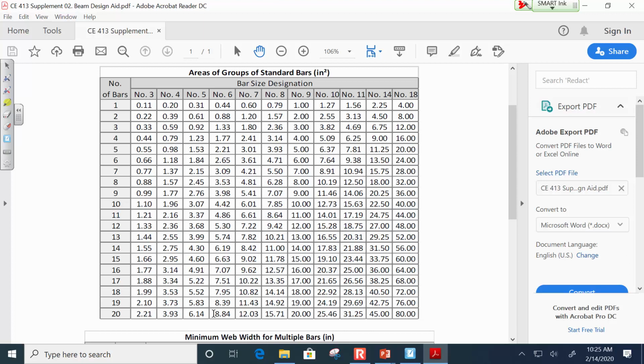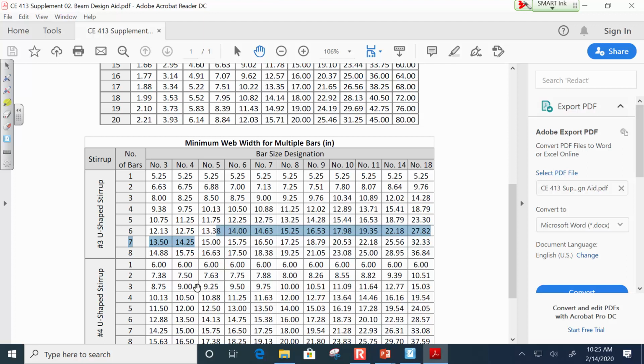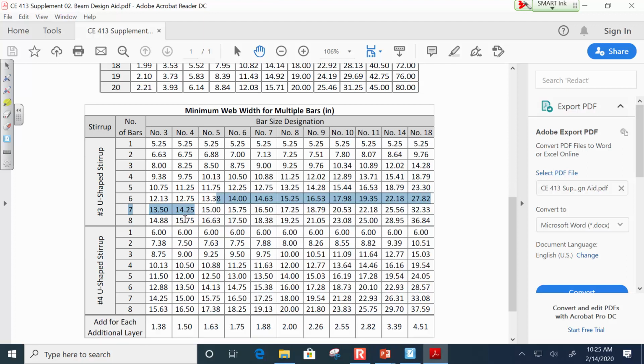Now, what's the beam width? Oh, that's square inches. What's the beam width on that one? Anybody have that, or do I need to scroll up and down? I prefer not to. If I have 10 number 4s, do we add for each additional layer? Exactly. This is 17.64. So we have 15.75 for 8 bars, plus 2 additional layers at 1.5, so that's 18.75. Is that a feasible option? No, no.